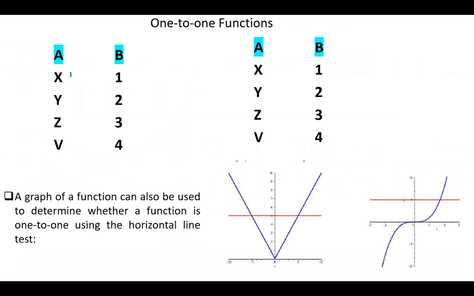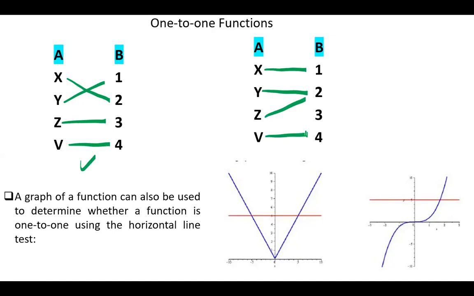Consider the following example: x maps to 2, y to 1, z to 3, and b to 4. This is a one-to-one function. But in the following case, x to 1, y to 2, z also to 2, b to 4 is not a one-to-one function.